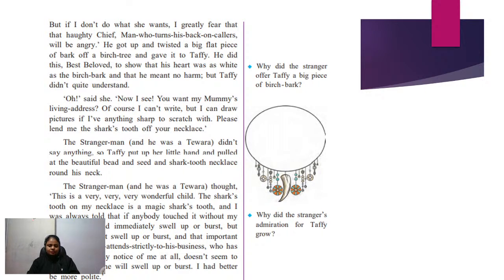Now here, the situation is turning humorous. That stranger man, the Tevara, thought that Taffy is a very wonderful child. Why? Because he was always told that the shark tooth he is wearing is a magical one. And if someone touches that shark tooth without his permission, the person will swell up or burst and die. But see, Taffy is the one who has already taken that shark tooth, but nothing has happened to the girl. That is why maybe Taffy is magical too. She possesses some kind of power.